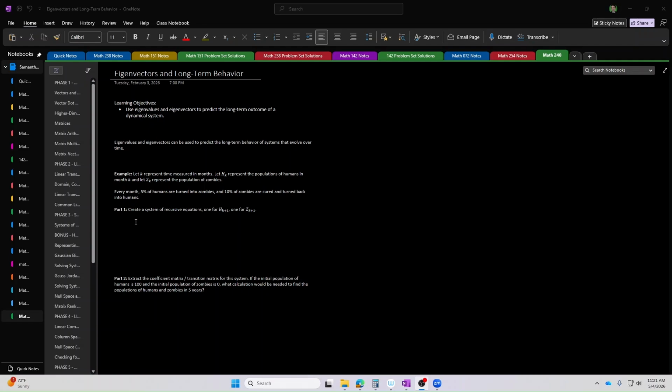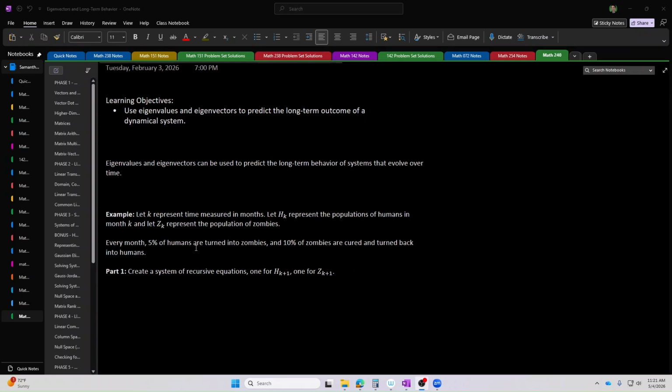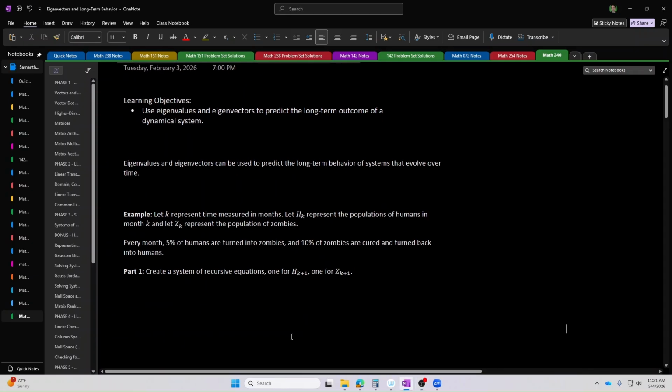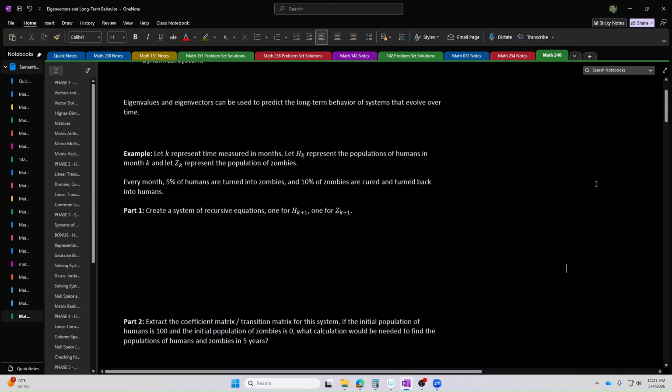So now that we've talked about how to find eigenvalues and eigenvectors, I want to talk a little bit about what they are used to do. One of the neat real-world applications of eigenvectors and eigenvalues is that they can be used to predict the long-term behavior of a system that's evolving over time. So let me show you an example of that in action.